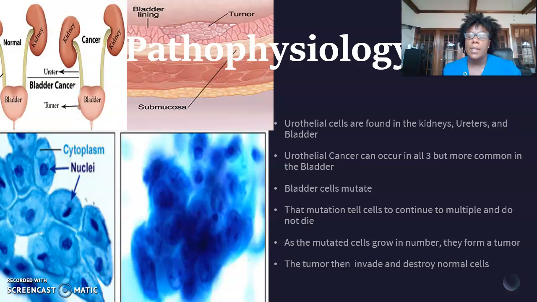We have bladder cells mutating, and when that mutation continues to grow and multiply, it tells the cells not to die. And as it continues to grow in number and size, they form a tumor. That tumor invades and destroys normal cells.